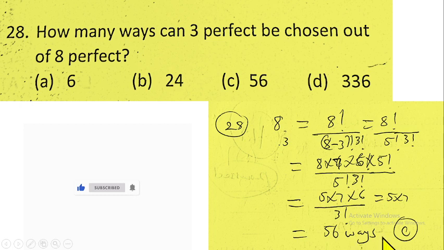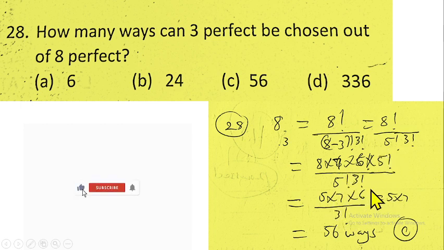that should give us 56 ways. Or if you want to do it step by step, that will give us 8 factorial over (8 minus 3) factorial times 3 factorial. So 8 minus 3 is 5. That is 8 factorial over 5 factorial 3 factorial. This you can simplify: 8 factorial is 8 times 7 times 6 times 5 factorial, over 5 factorial 3 factorial. So 5 factorial takes care of 5 factorial.